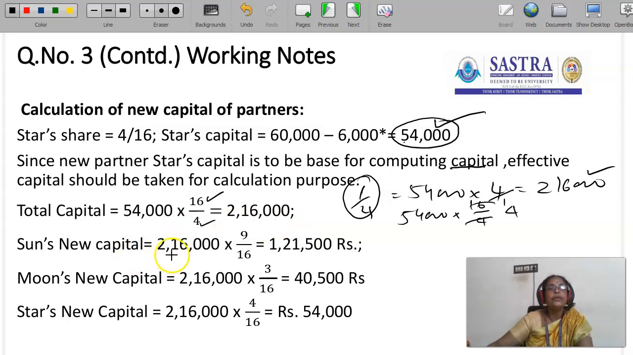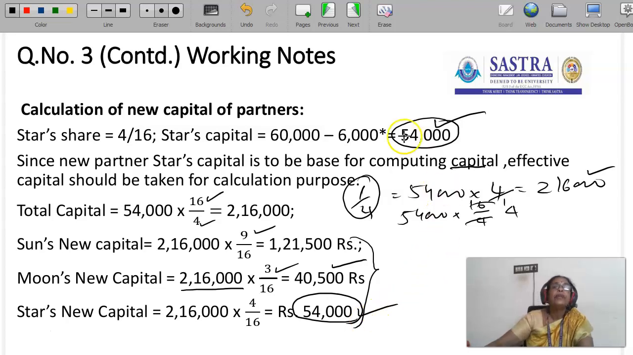2,16,000. So Sun's new share is 9/16, and so 1,21,500. Moon's share is 3/16. This is the total capital of the firm, 2,16,000 into 3/16 is 40,500. Star's new capital, already we have, this is the base capital, and so it is 54,000. So this is adjusted capital. The capital of the new firm is adjusted on the basis of the new partner's capital.